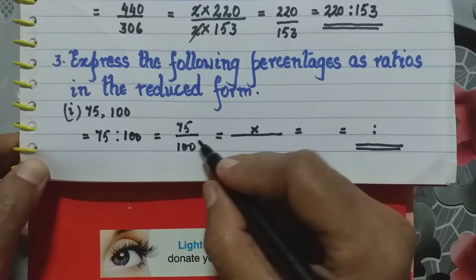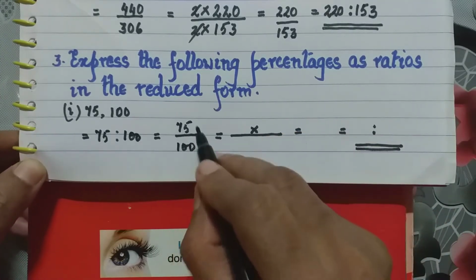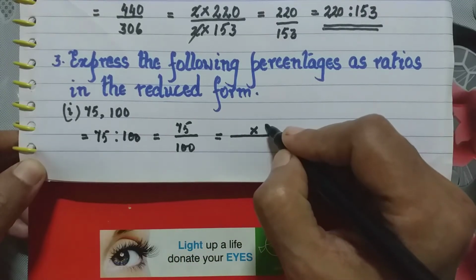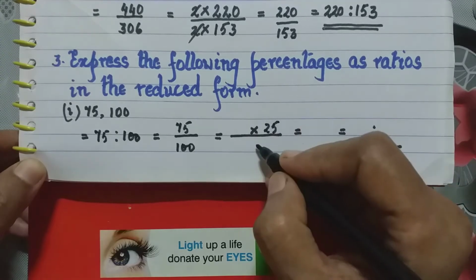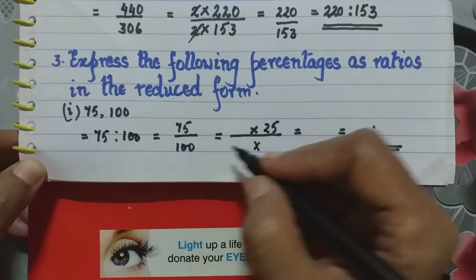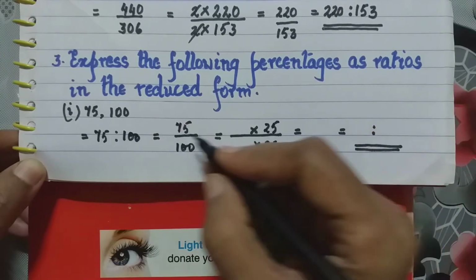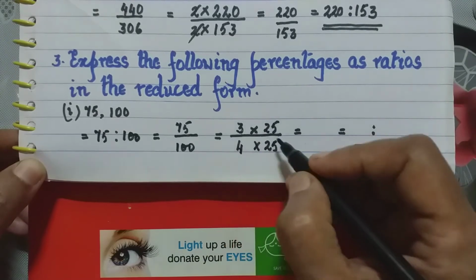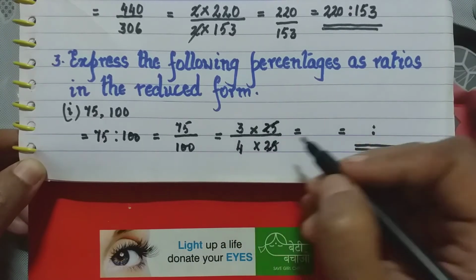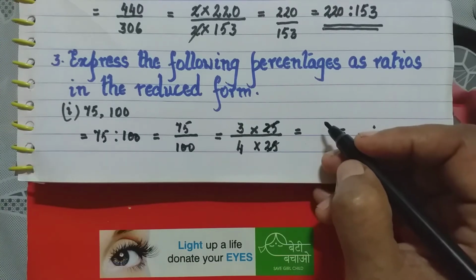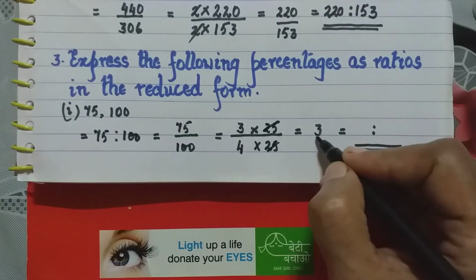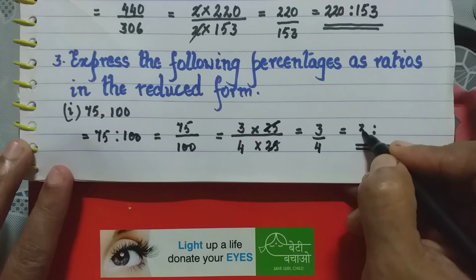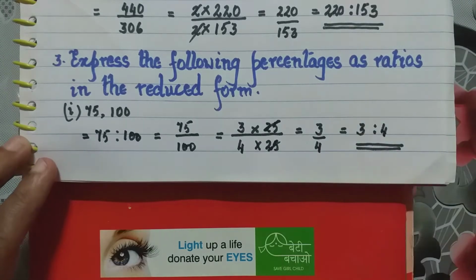Now we see which are the multiples of 75 and 100. The highest common factor which goes in both 75 and 100, we know that it is 25. So 75 is 25 into 3, 100 is 25 into 4. So 25 and 25 cancel. Therefore here we have 3 upon 4, and we have to write it as a ratio. So the answer will be 3 is to 4.